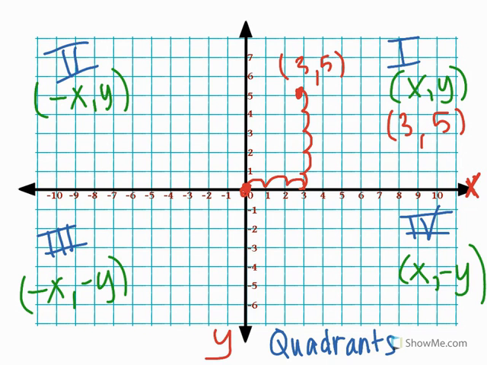Now this is true for any point in our coordinate plane. So if we had (-3, 5), we know that would be in quadrant 2 because the x is negative and the y is positive. And we would do the same thing. We always start at the origin, except this time we're moving negative 3 and positive 5. And so here is point (-3, 5).